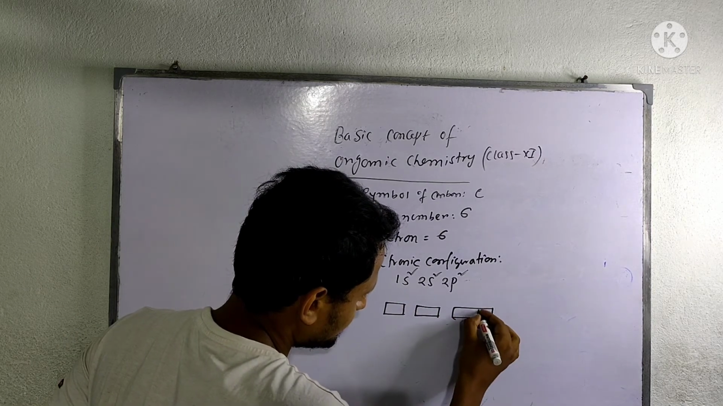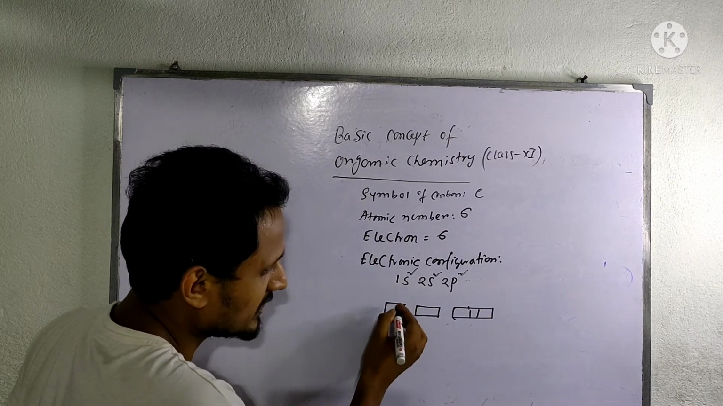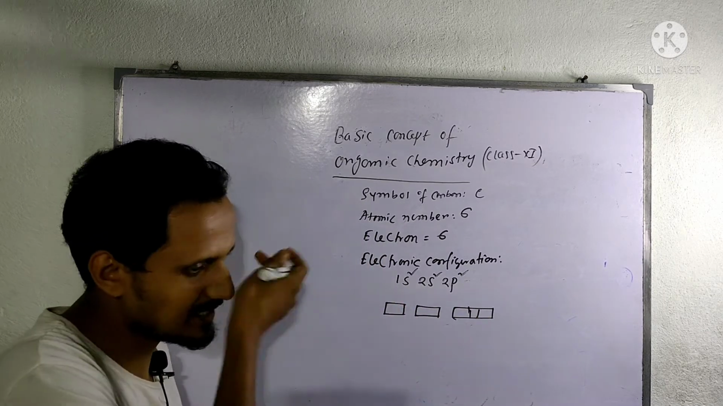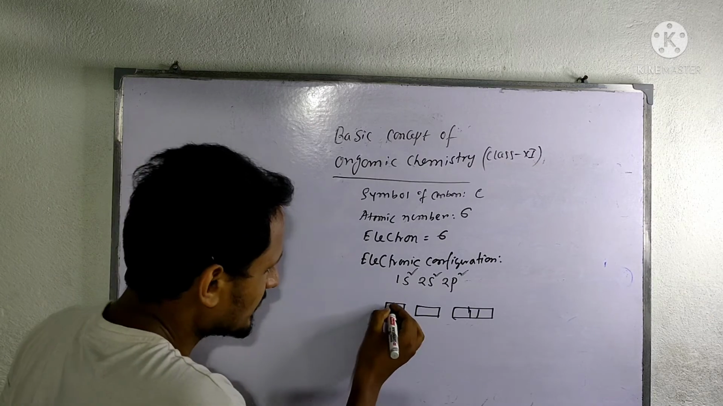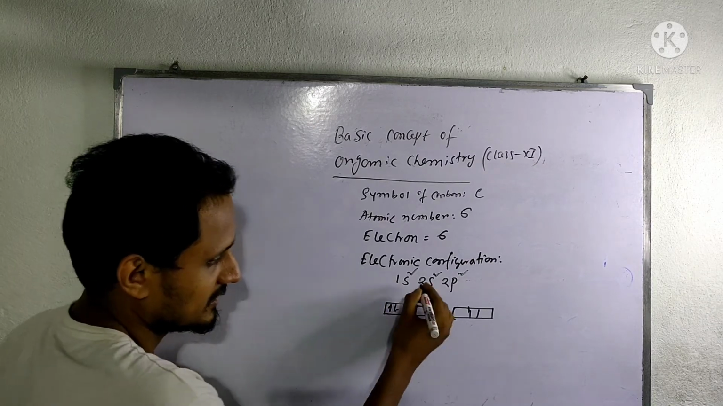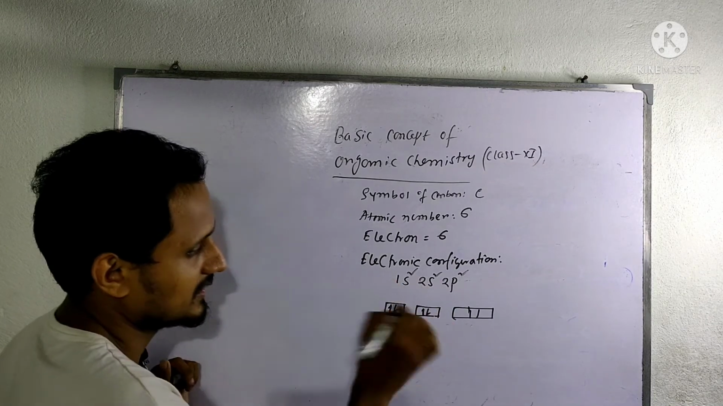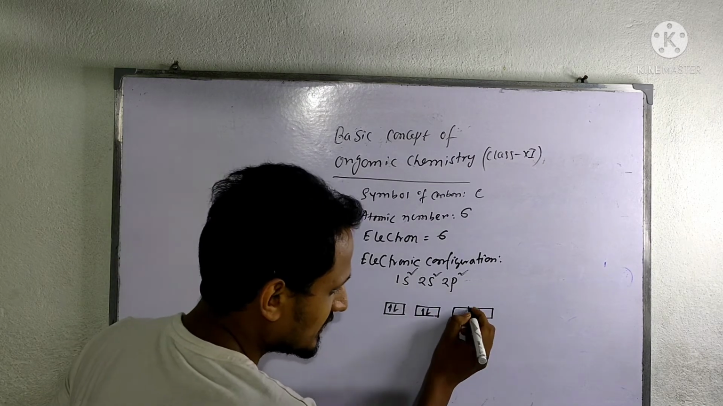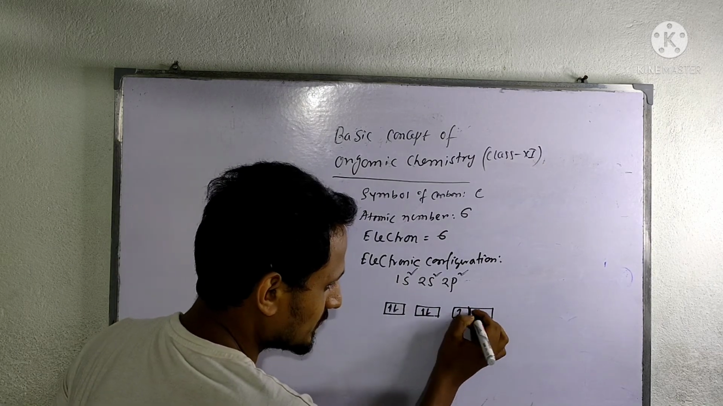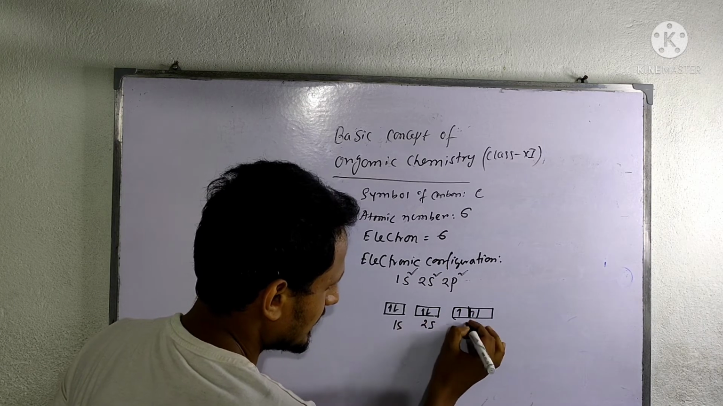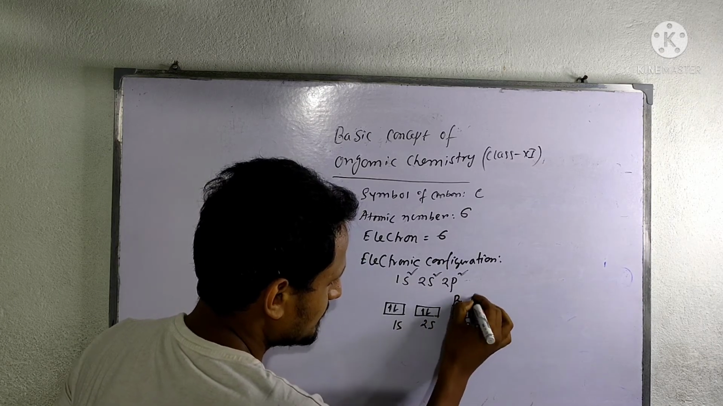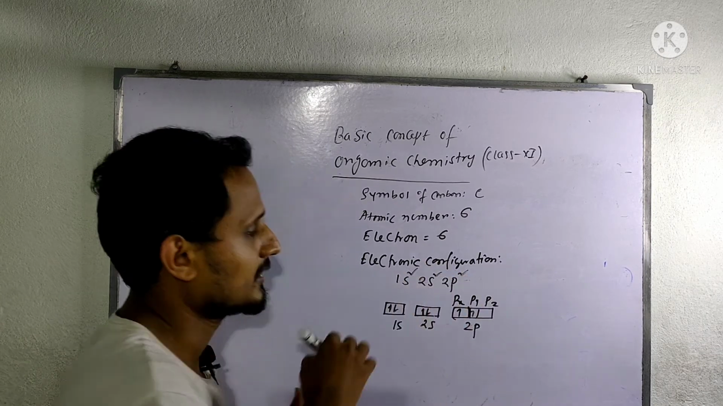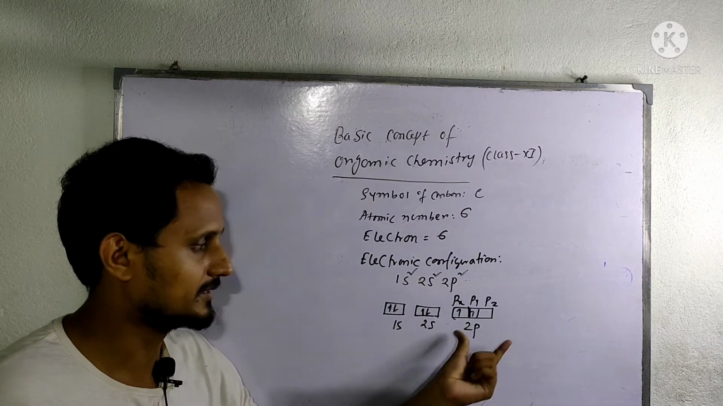In 1s orbital there will be 2 electrons, present as upspin and downspin. One electron will be upspin, another will be downspin. 2s also upspin, downspin. Now in 2p 2 electrons are there, and they will be filled singly, 1, 2. This is 1s, 2s and 2p, and this one is px, py and pz.